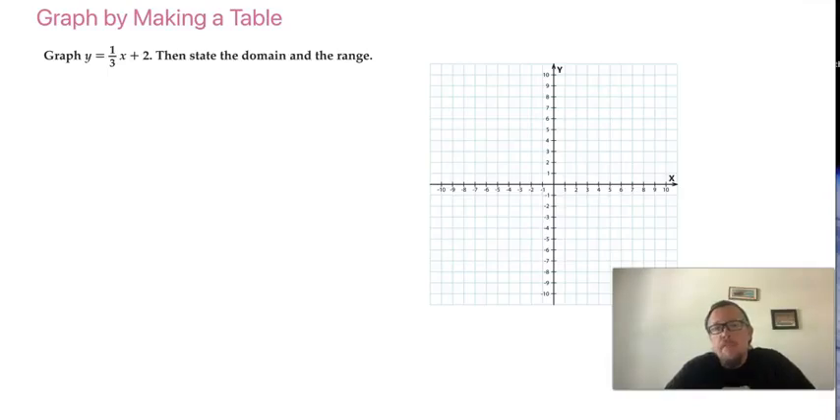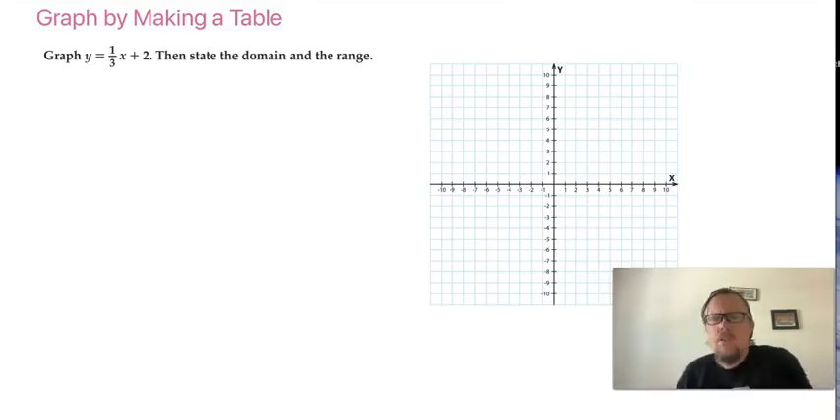We've learned how to graph by finding intercepts, and finding intercepts is a great way to graph, especially if your equation is in standard form. But what if you have an equation that's not in standard form, like this one, y equals 1/3 x plus 2? We still graph by finding some points to put on our Cartesian plane.